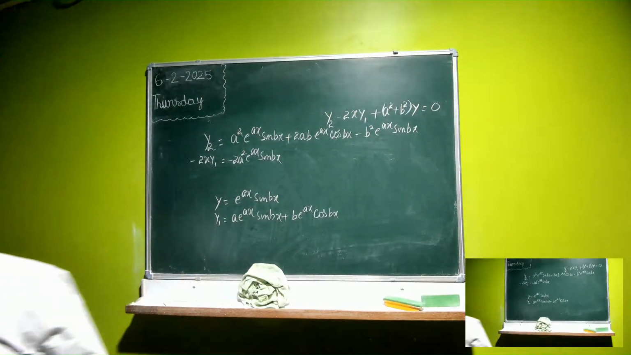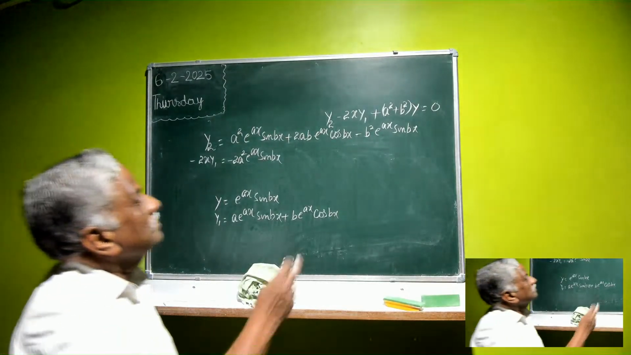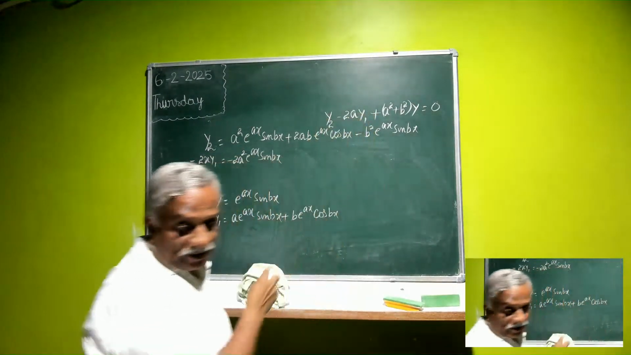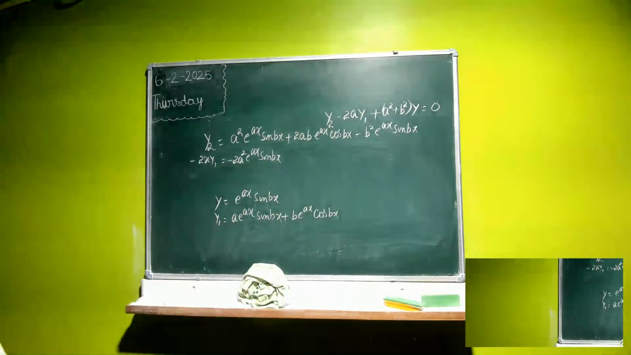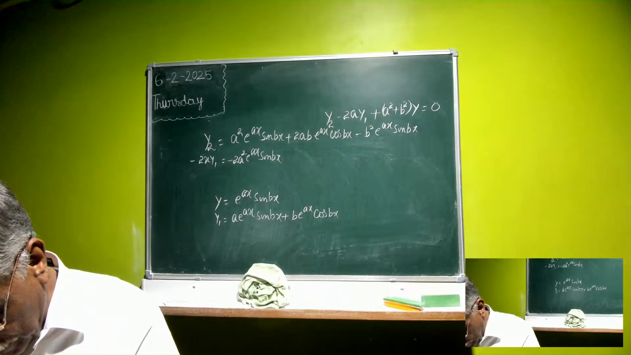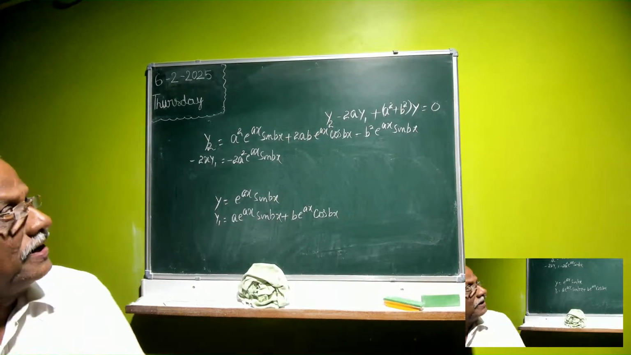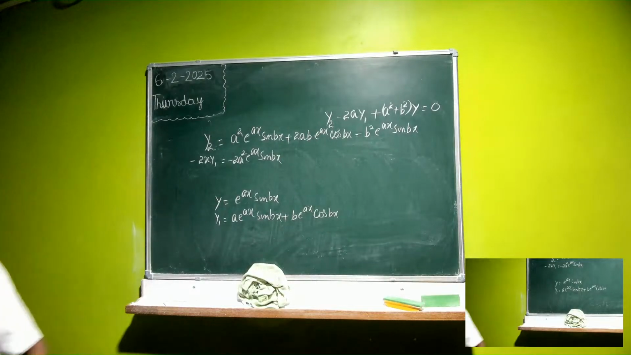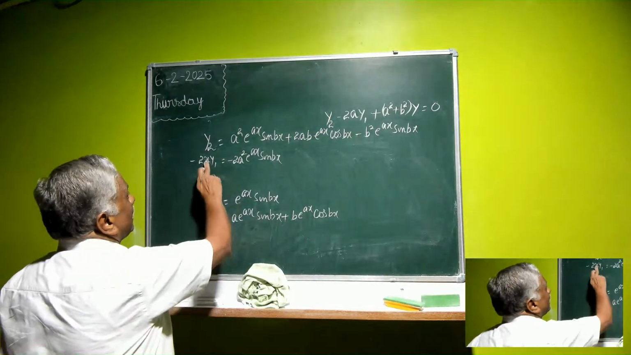It is not 2a y1. Please make a correction. The actual problem is to prove that y2 minus 2a y1 plus a square plus b square into y. So it's not 2x, it is 2a.